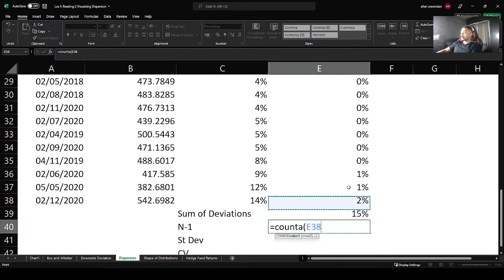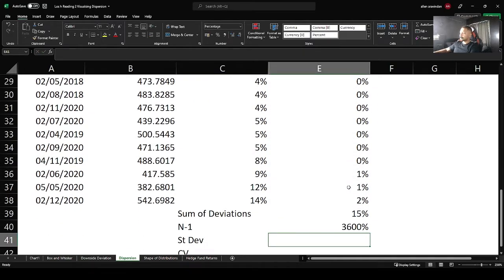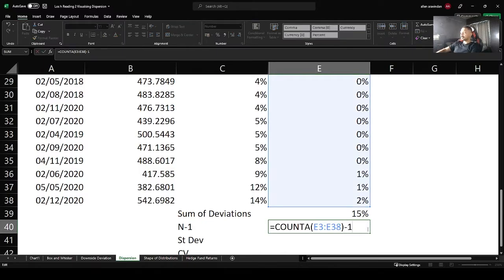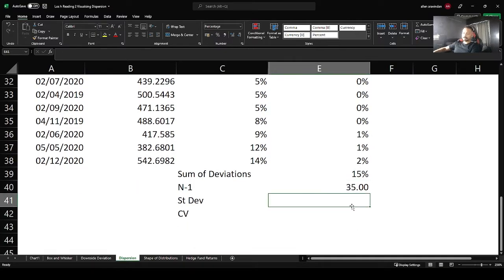it's not necessary that you use the spreadsheet, but you can if you want a better understanding. We've got about 36 observations. I'm going to subtract 1 since it's a sample, so that's 35. Now, how do we calculate standard deviation? Since we squared it, now we need to unsquare it, so we're going to use a square root. So that's my square root out here.